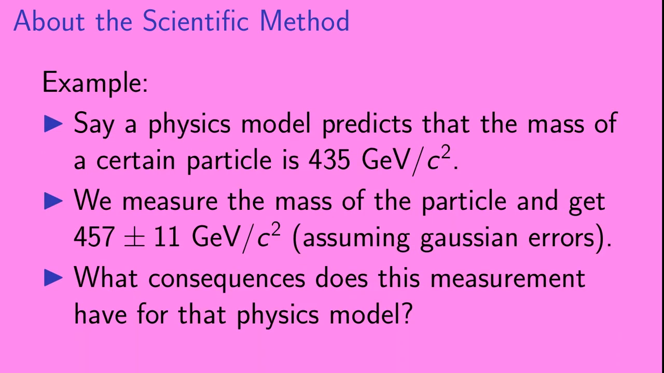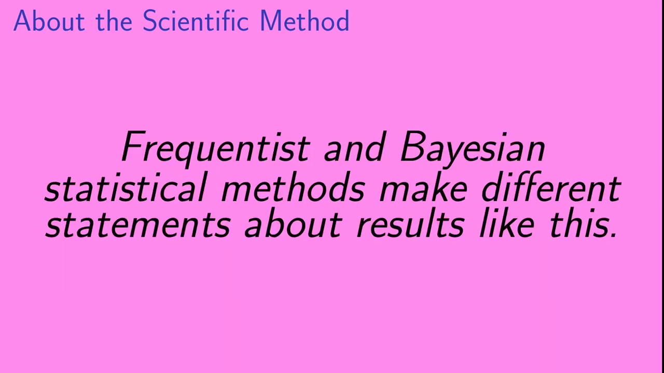For example, say a particular physics model predicts that the mass of a certain particle is 435 GeV/c². We measure the mass of the particle and actually get 457 ± 11 GeV/c², where we're taking the errors to be Gaussian distributed. What consequences does this measurement have for that particular physics model? Well, it depends on the specific question you're asking. Frequentist and Bayesian statistical methods make different statements about results like this one.